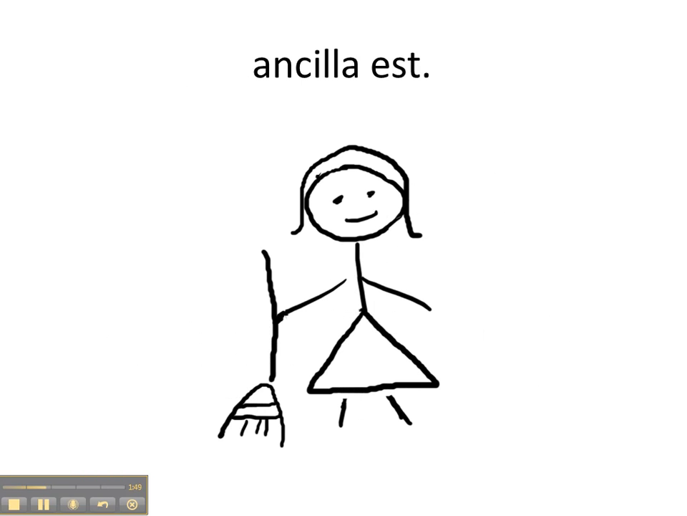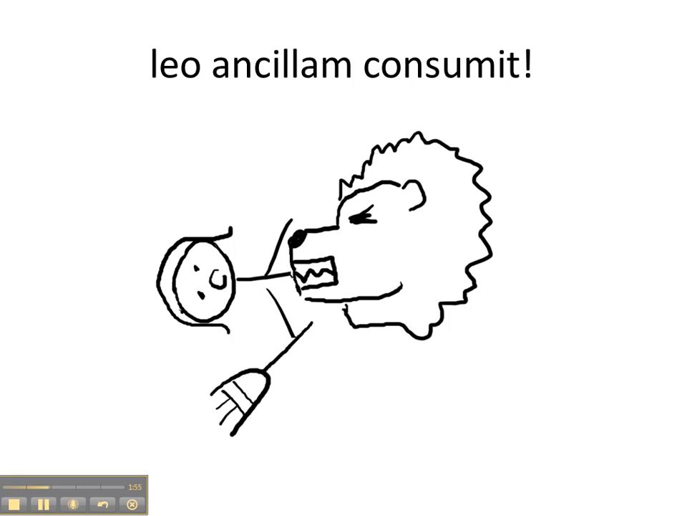Ancilla est. Ancilla is the subject here. She is. That is her. Leo ancillam consumit. The lion is eating the slave girl. Now again, she's a direct object because who is the eating happening to? It's not happening to the lion. He's getting to do the eating. The eating is happening to the slave girl.